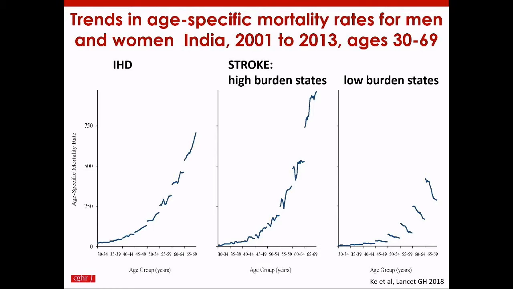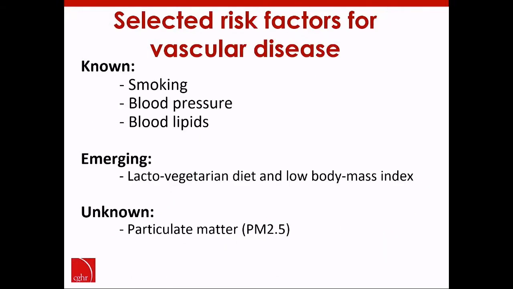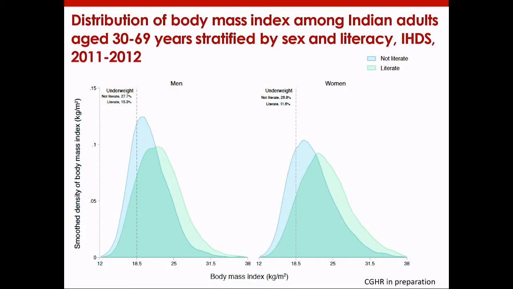Now, what's going on in here? Well, we need to understand some possible risk factors. The well-identified risk factors certainly are important in India: smoking, blood pressure, blood lipids, but there are emerging risk factors, particularly around low body mass index, as Emmanuel was pointing out. And these need research. There might be a role of particulate matter, and I'll show you some preliminary results about ambient particulate matter exposure.